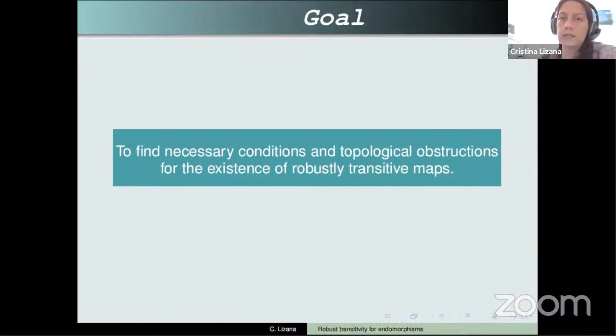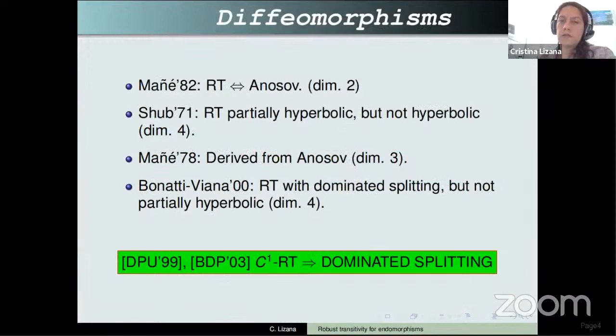Transitive for us means that there is a point with dense forward orbit. Robustly, we are thinking in the C1 topology. So if you have a transitive map, there exists a C1 neighborhood of it where every map is transitive. So we would like to know which are the necessary conditions in order to have the existence of this kind of system. So let me talk about the state of the art.